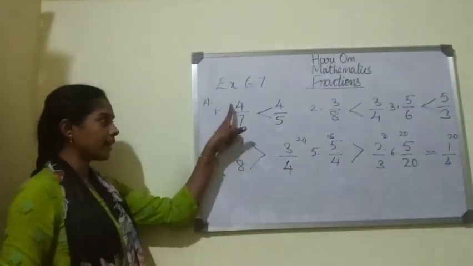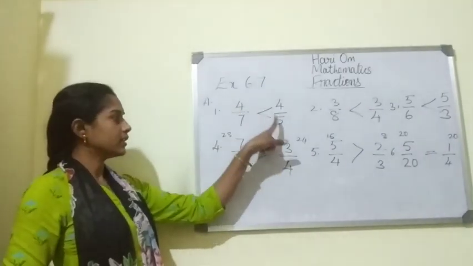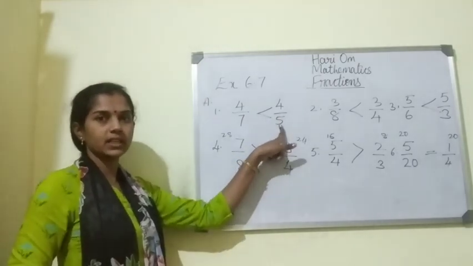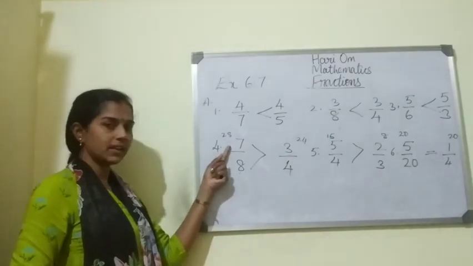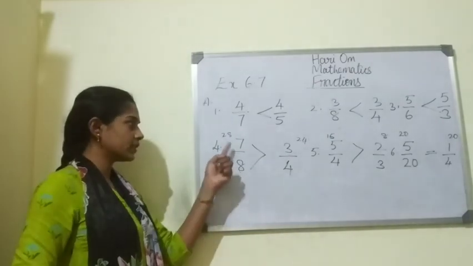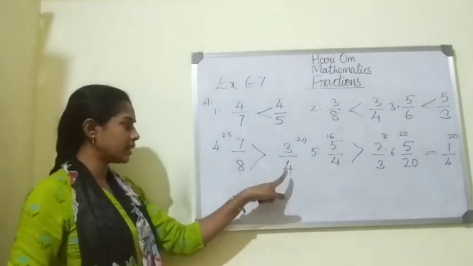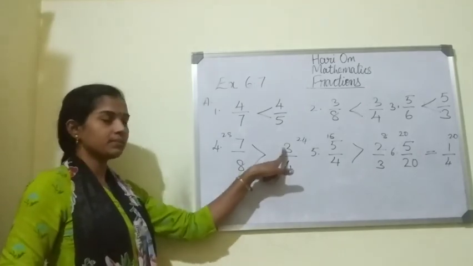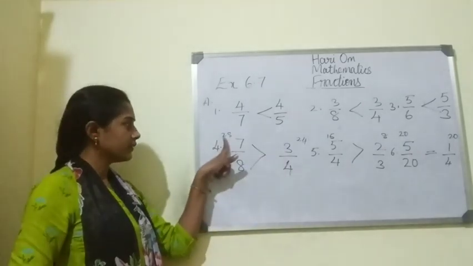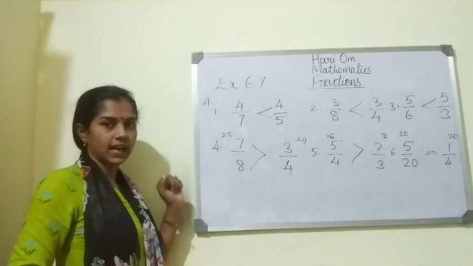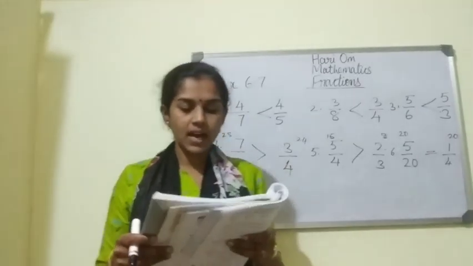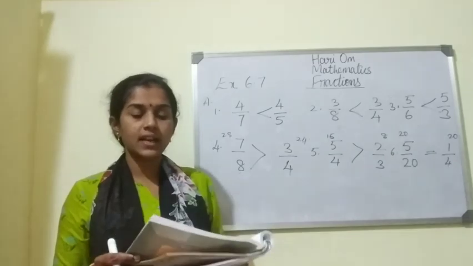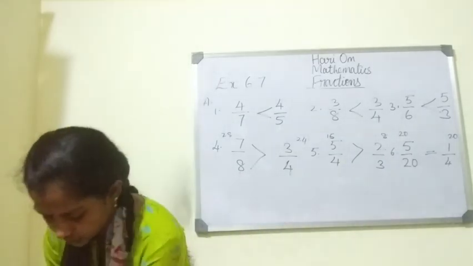Understood, children? If we have the same numerator, the smaller number in the denominator gives the greatest fraction. If we have different denominators and different numerators, we cross multiply and find the greatest fraction. Okay. Now, part B, arrange the following fractions in ascending order.